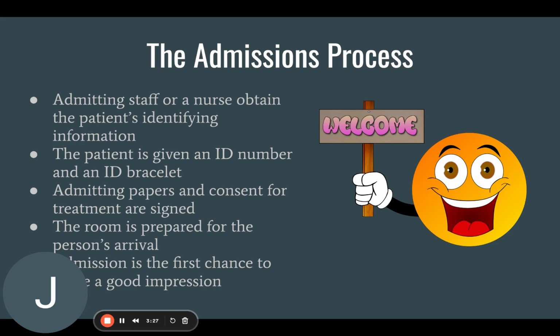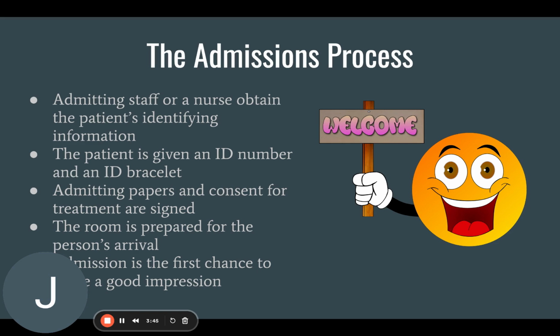Admission is the first chance for the facility to make a good impression on the patient. So to make a good impression, the CNA must greet the person by name and title, introduce themselves by name and title, make those roommate introductions, act in a professional manner, and treat the person with dignity and respect.